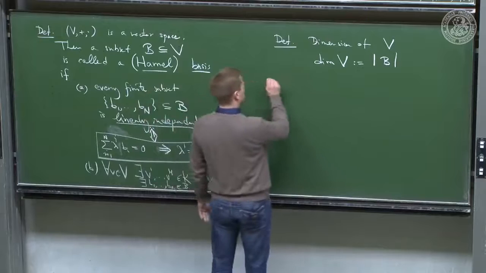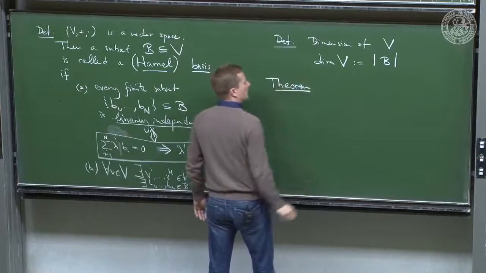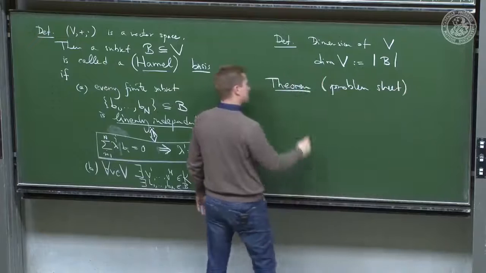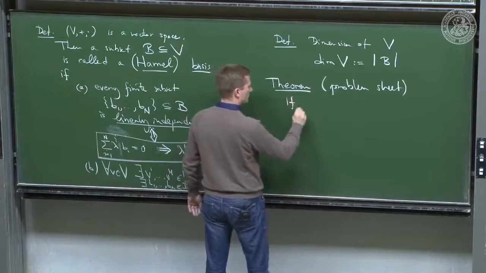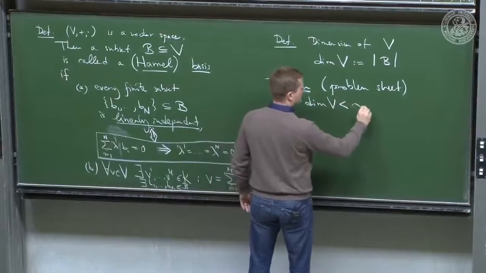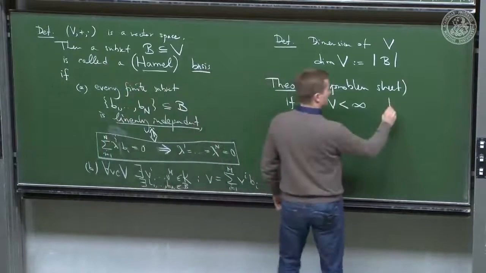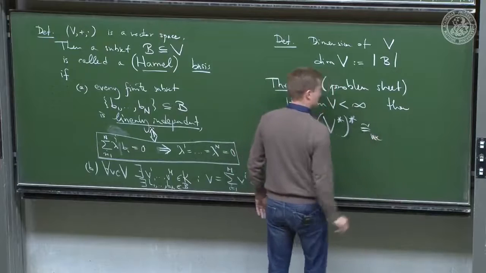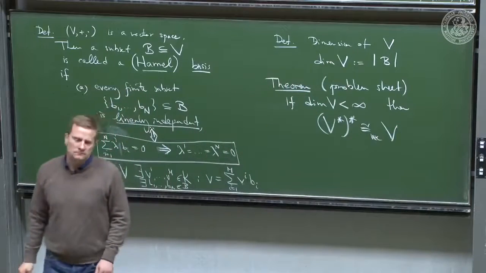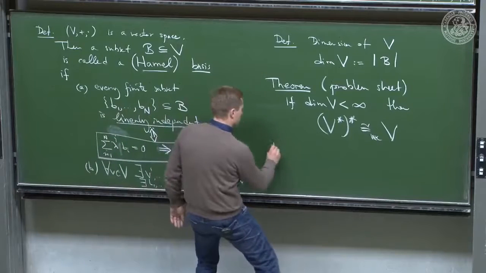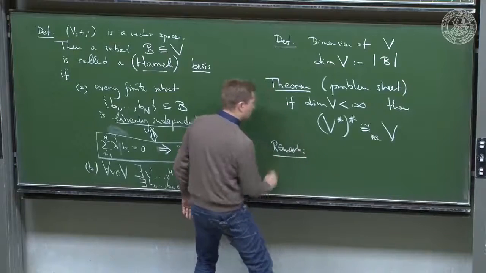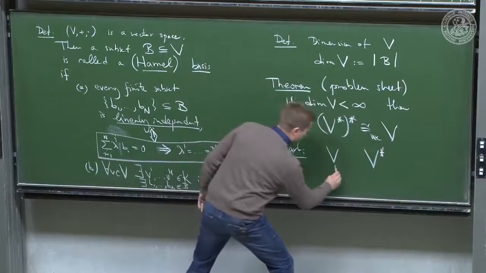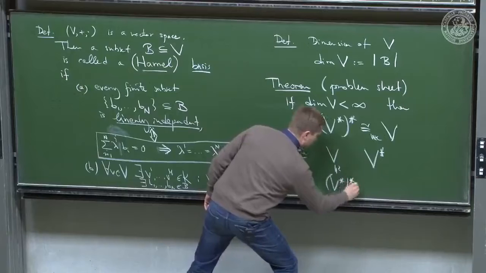So now we have the theorem. And this theorem you're asked to prove on the upcoming problem sheet. The theorem is that if dim V is less than infinity, so if you have a finite-dimensional vector space, then V star star is isomorphic as a vector space to V. And so we have the remark: if you have V and you look at V star, then you could identify V with V star star if you're finite dimensional.